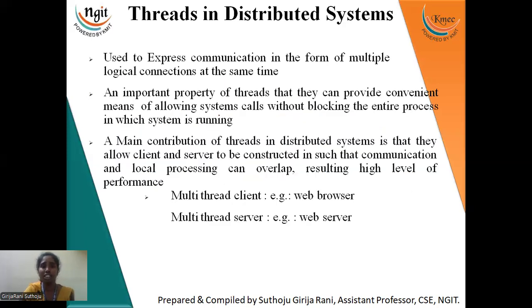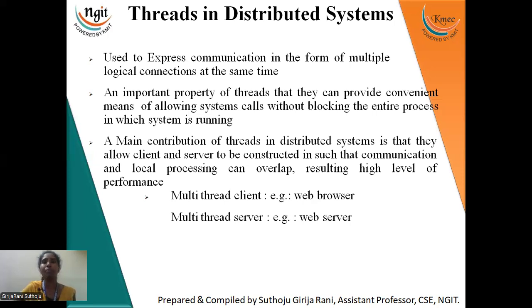Now, threads in the distributed system. This is an important topic where we are going to discuss a few system calls. Threads in distributed systems means there will be n number of systems. All the systems must be coordinated with the thread concept because we are running one application. So all the threads will be available in the distributed system. How will these threads communicate with each other?